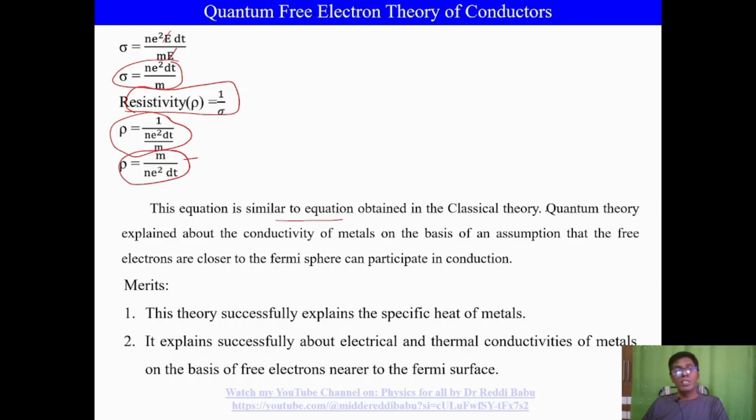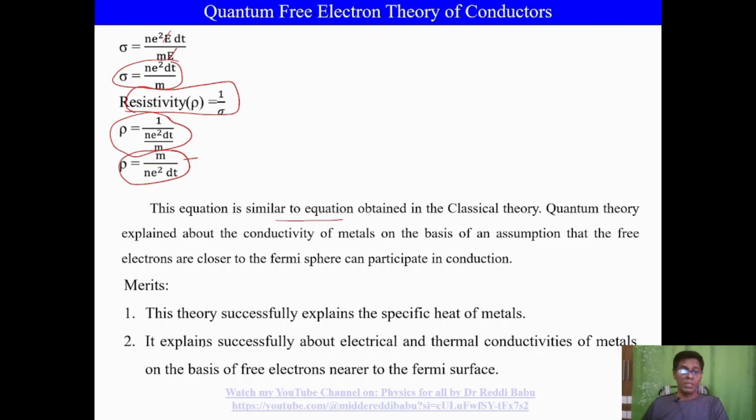The difference is only the assumption. Classical theory explained the conductivity of conductors based on the assumption that electrons are moving like gas molecules, but quantum theory explained the conductivity based on the assumption that not all electrons are moving like gas molecules; only the electrons which are nearer to the Fermi surface participate in the conductivity, and the remaining electrons are not participating. This is the main difference between the classical theory and quantum theory.